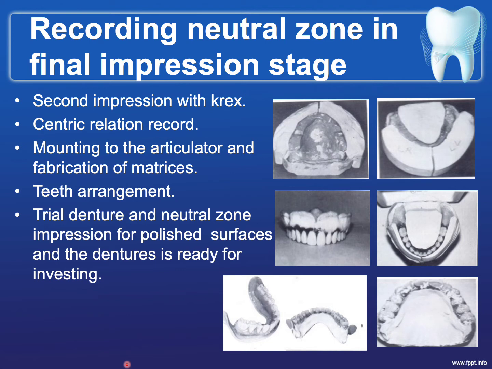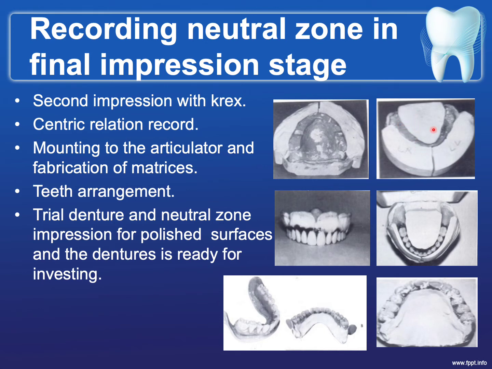Second impression with Carex, centric relation record, mounting to the articulator and fabrication of the matrices. This is the matrices, or what is known as matrices for the external surfaces or polished surfaces. The arrangement of teeth, this is this area, arrangement of teeth.